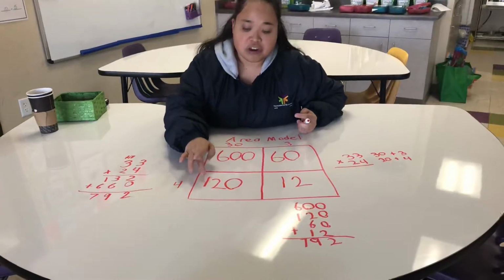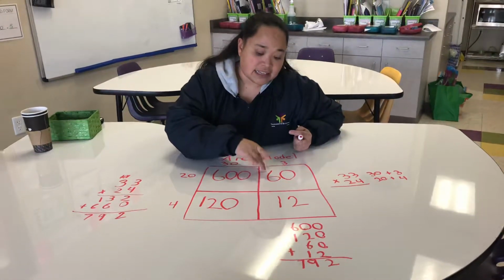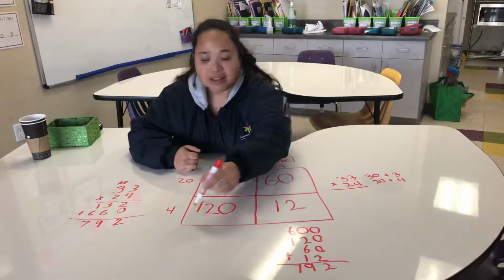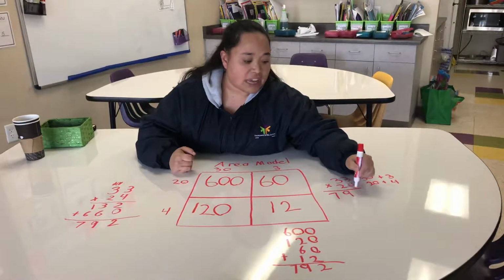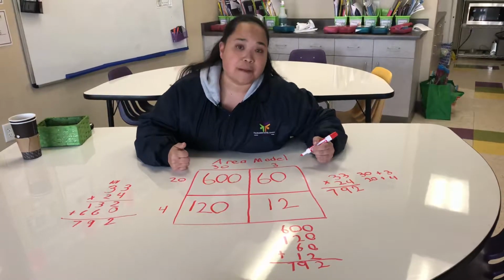Some of your students will actually be able to do it mentally, which is really amazing. They'll take the 600 plus the 120, giving them 720, plus 60, giving them 780, plus the 12, giving them 792. Again, every single student is different. Whichever way they need to figure it out, even if it's counting on their fingers, let them do it.